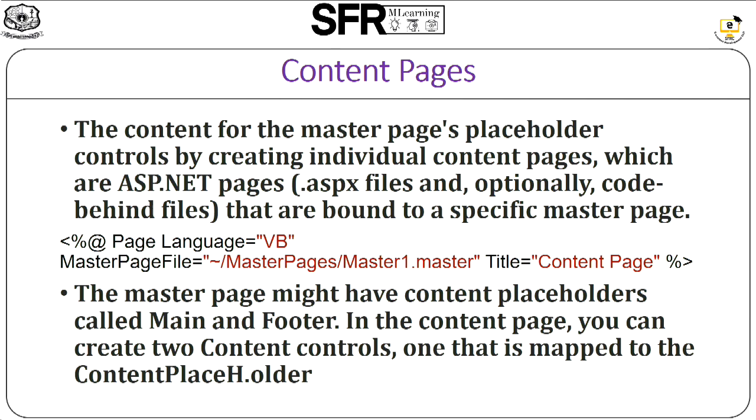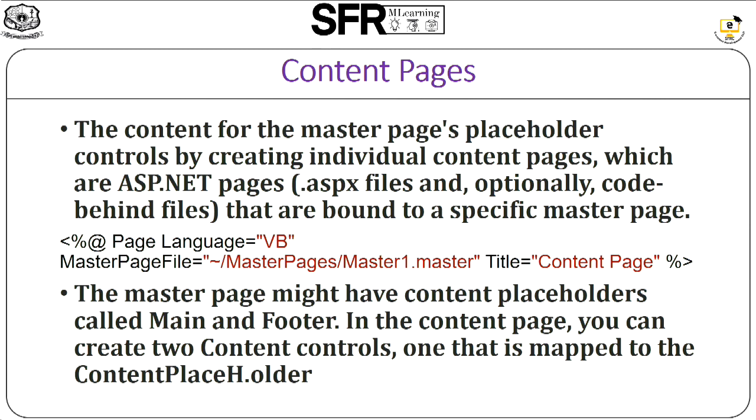Content pages are nothing but web pages which give content to the master page's content placeholders. The binding is established in the content page's page directive by including a master page file attribute that points to the master page to be used. A master page might have content placeholders called main or footer.